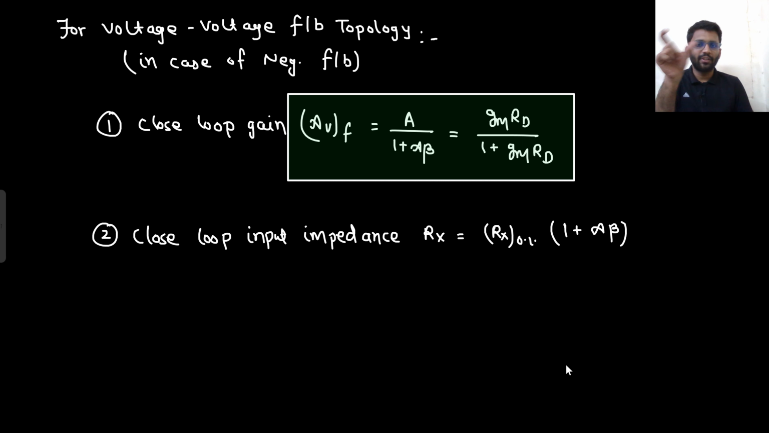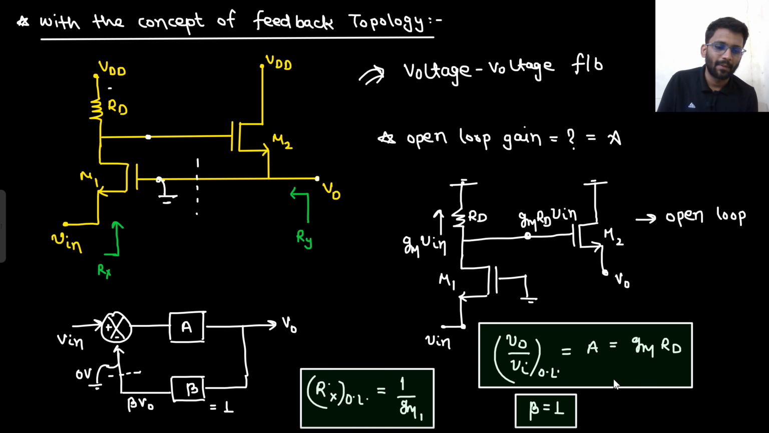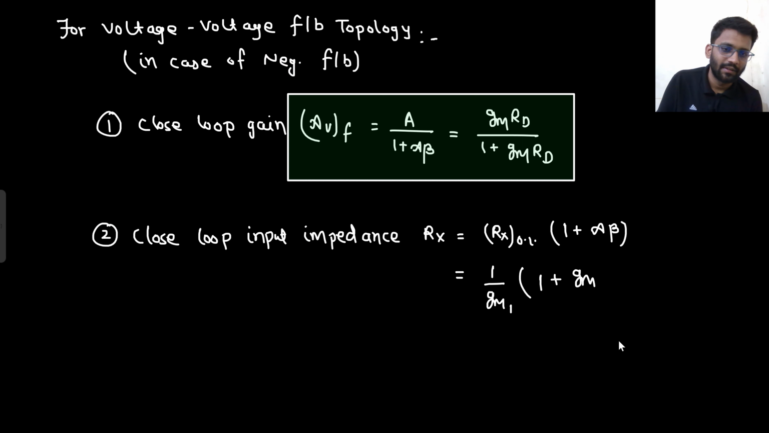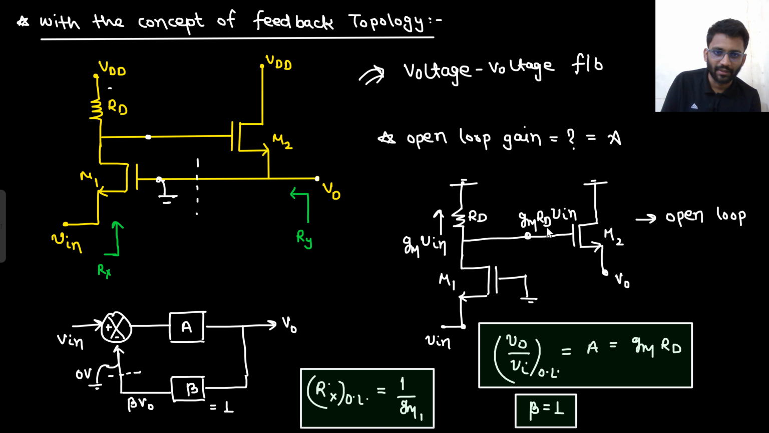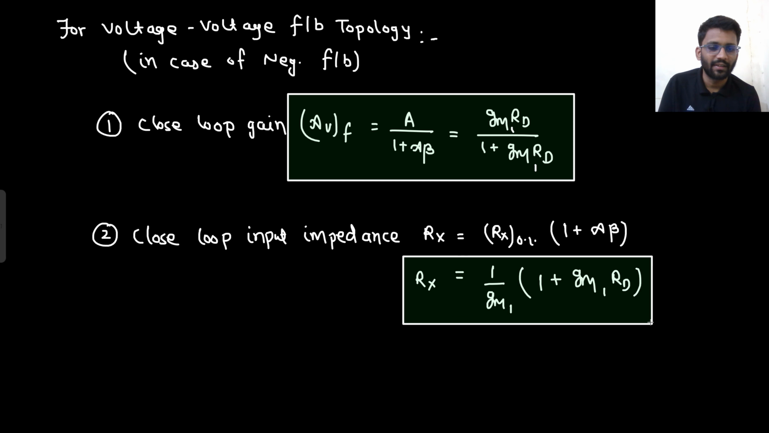Why is it so? Because this is a voltage feedback topology. If voltage feedback topology is there, that means it is a voltage amplifier. If it is a voltage amplifier, that means our voltage amplifier should have higher input impedance. So Rin into 1 plus A beta. That was 1 by GM1 into 1 plus A beta. What is the value of A beta? GM RD. Wait a second, I forgot to write GM1. Here also I'm going to write GM1. GM1 RD. So this is the value of Rx that I am getting with the concept of feedback topology.